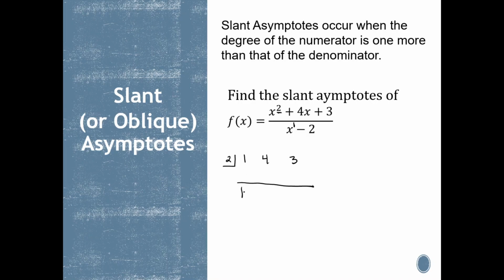So I'm going to bring down the 1, multiply by 2, add, multiply by 2, and add. So this would end up being x plus 6 plus 15 over x minus 2 if I did the division. This non-remainder part, the whole number part that we got from the division, is the slant asymptote.